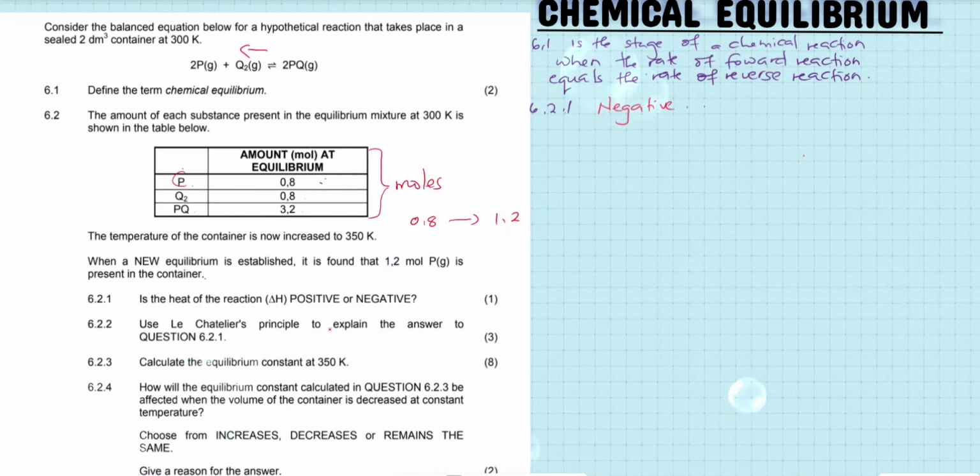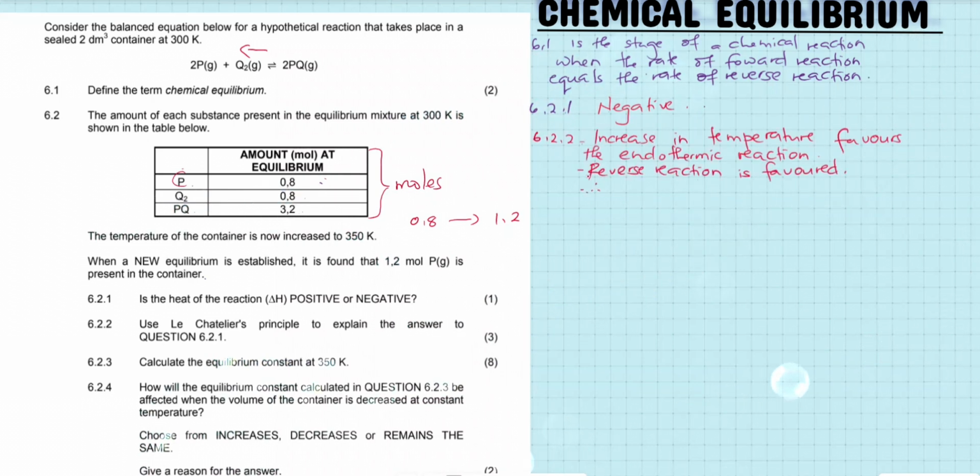Use Le Chatelier's principle to explain the answer in question 6.2.1. So what we need to state here is Le Chatelier's principle explained in terms of temperature. Increase in temperature favors an endothermic reaction, then the reverse reaction is favored. Therefore, the reaction is exothermic. Since we realize that the reverse reaction is favored, which is the endothermic, the forward reaction is exothermic, which is the opposite.